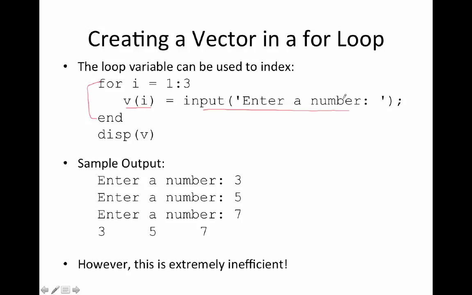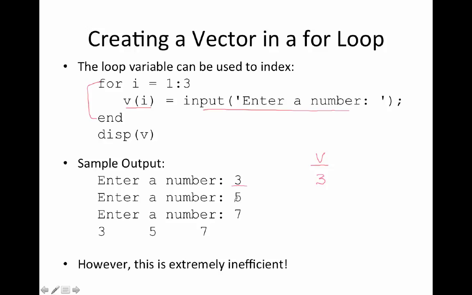the result that the user enters from the prompt enter a number. So we're prompting the user 3 times to enter a number. Whatever the user enters, we're storing it in a vector v. So for example, this is what it might look like when we execute this code. It says enter a number, I type in 3, and it stores that in v sub 1. So we have our vector v, and we're going to store the number 3 in it.